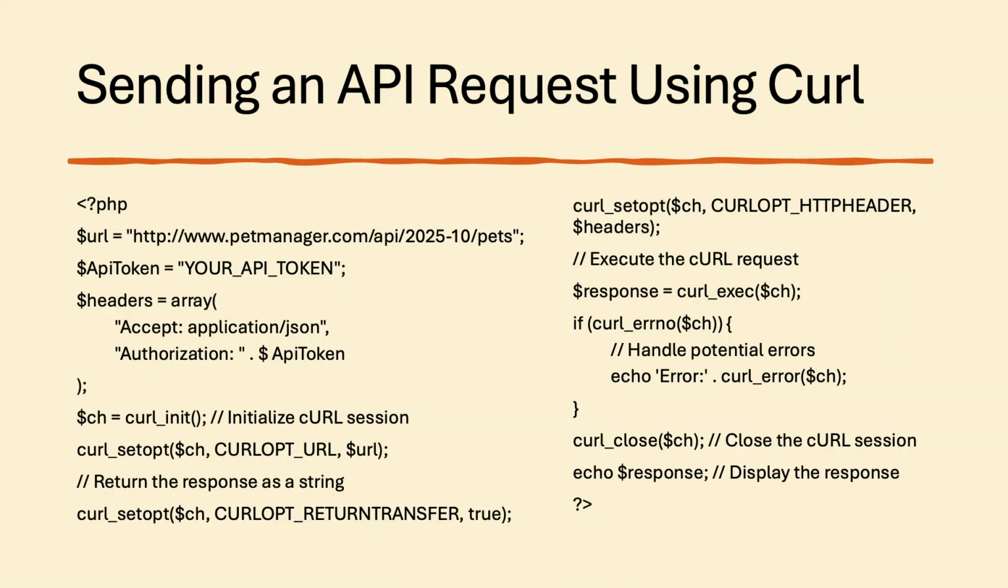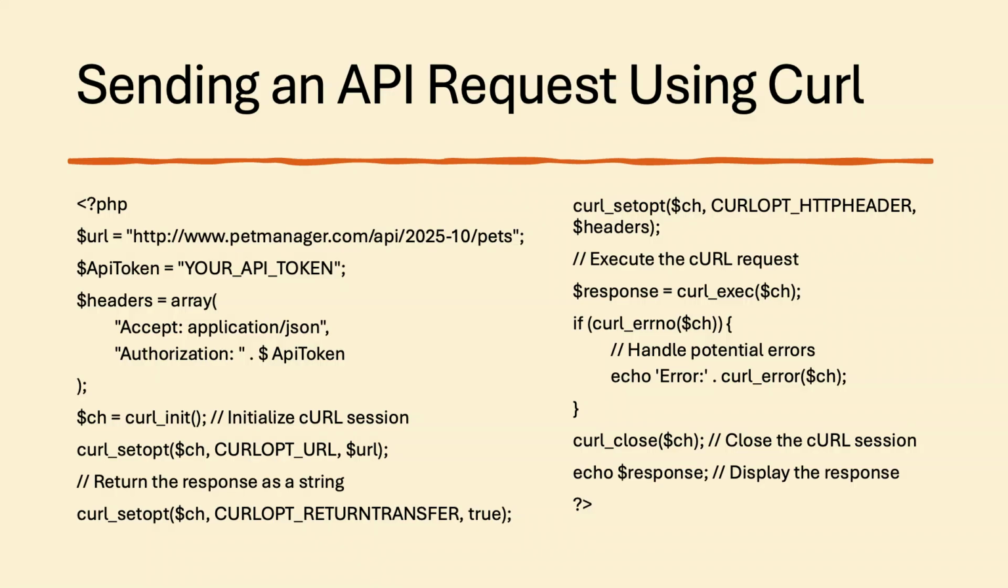So let's look at some PHP. This is some sample code of how you'd send just a basic curl request. This is for a simple GET request. So in this example, we've got a URL that we're reaching out to, pets. So this is just a simple, I'm getting all pets in the system. And I've got an API token, and I've got that set to a variable.